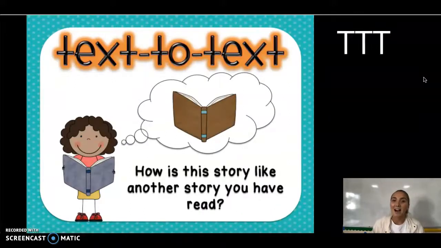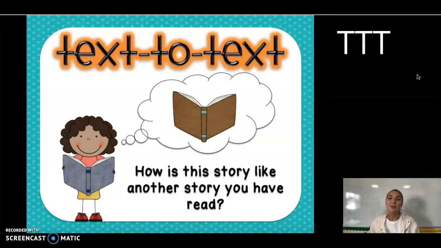All right. Our last type of connection, first graders, is a text to text. Do it with me. Text to text, or TTT. And what this means, boys and girls, is that when you're reading a book, it reminds you of another story that you have read. How is one story like another story? You may think, this reminds me of a book maybe that you've read before.